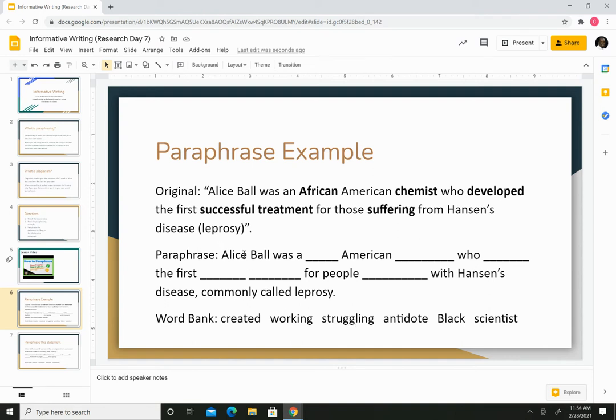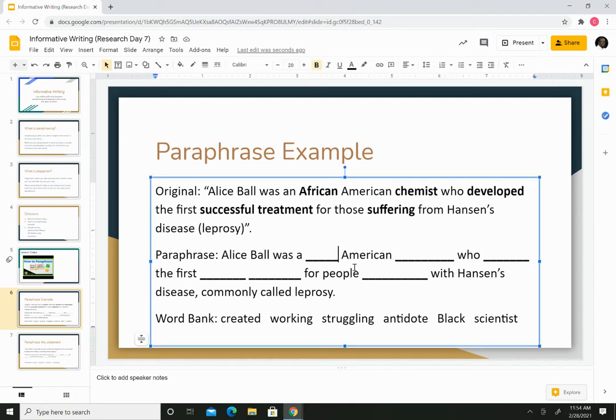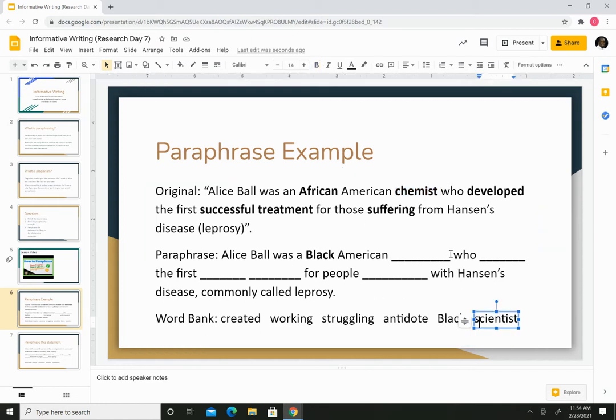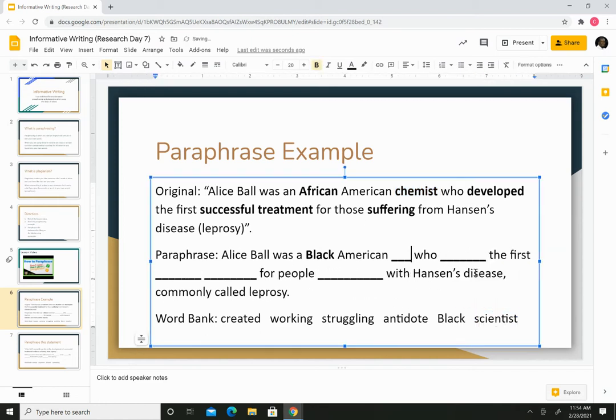So for the first one, it says Alice Ball was, and we're looking for another word for African American. So we could put Black American. So we could say Alice Ball was a Black American. And then now we're looking for a word for chemist. So another word for chemist could be scientist. So we could say Alice Ball was a Black American scientist, and then we need a word for developed. So for developed, we can put created.